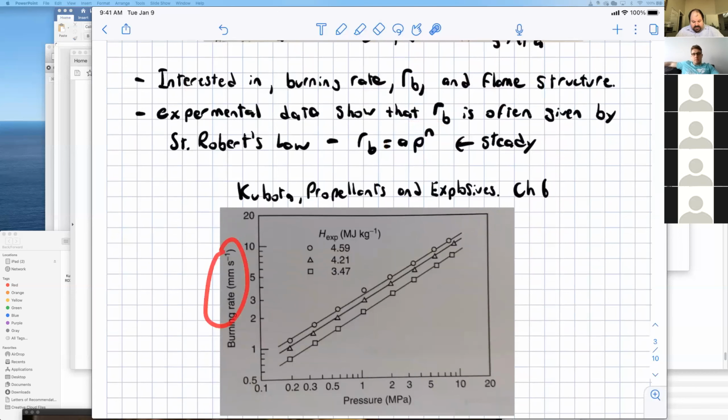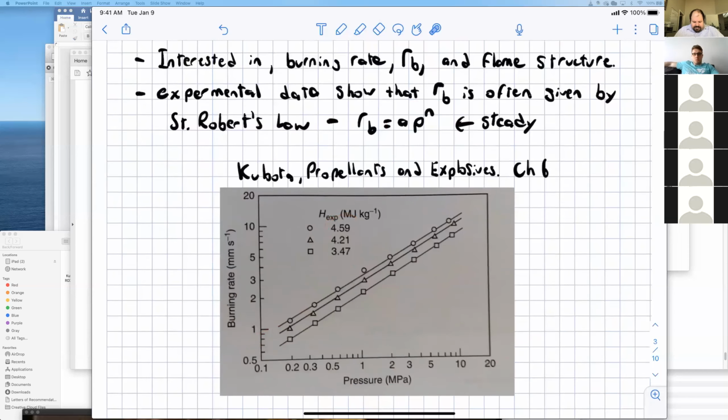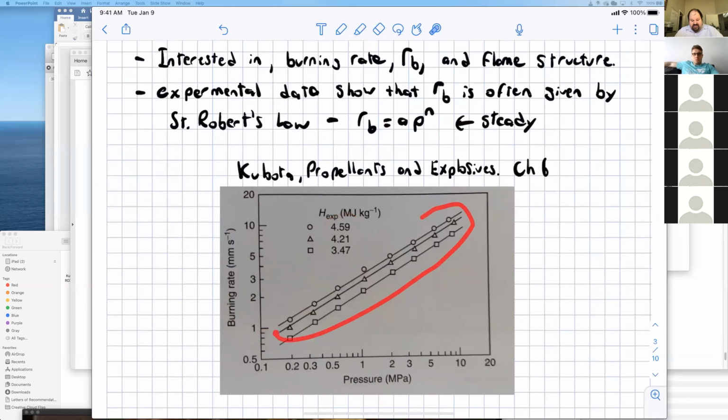of the burning rate versus pressure on a linear scale, A will be the y-intercept, and N will be the slope of that line. Okay, and so here, when you are making a double base propellant, you can actually use different forms of nitrocellulose that have different enthalpies of formation. And so he's just comparing those effects there.